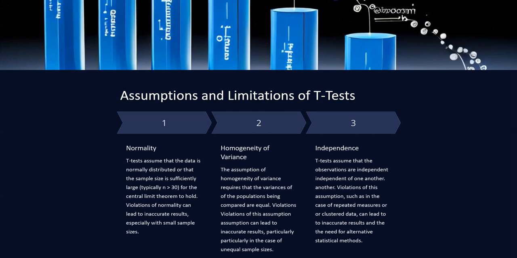And independence: the t-test assumes the observations are independent of one another. Violation of the assumption, such as in the case of repeated measures or clustered data, can lead to inaccurate results. So those things you need to keep in your mind, like normality, homogeneity of variance, and independence. Those are the crucial factors when you check your t-test.